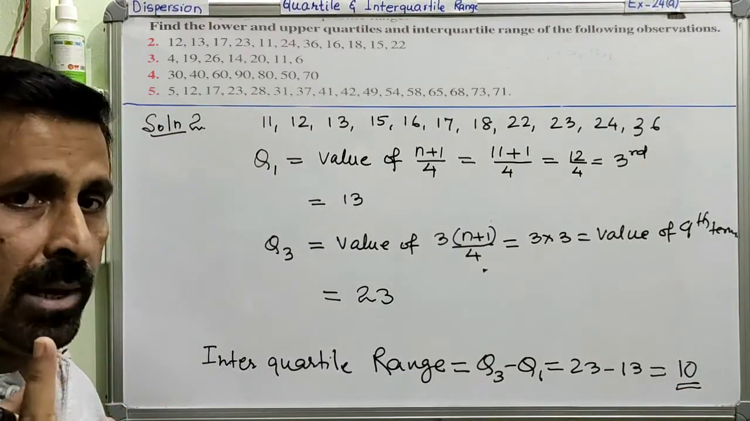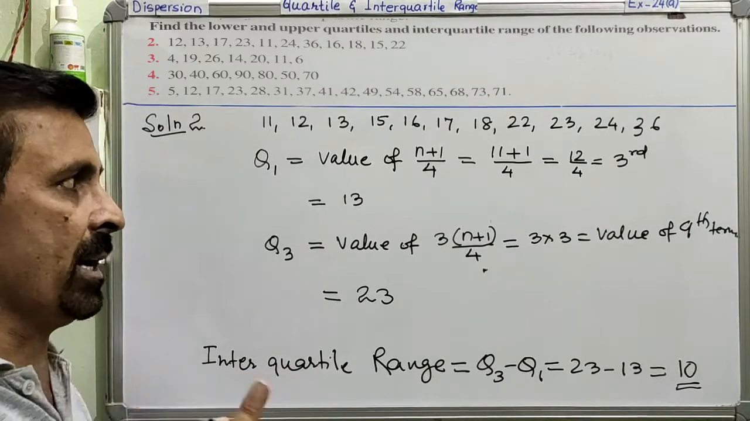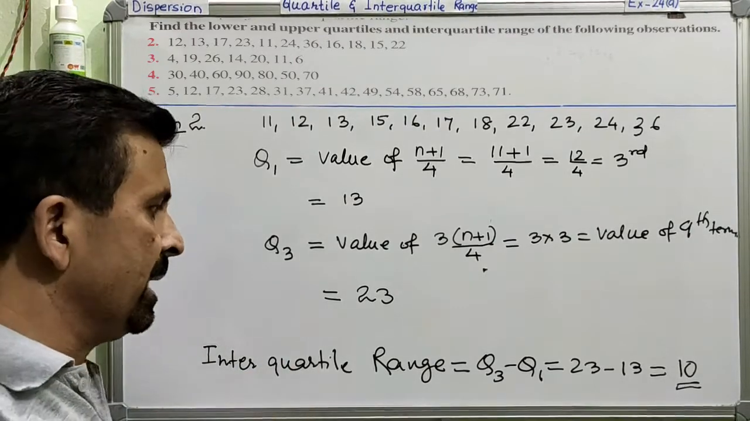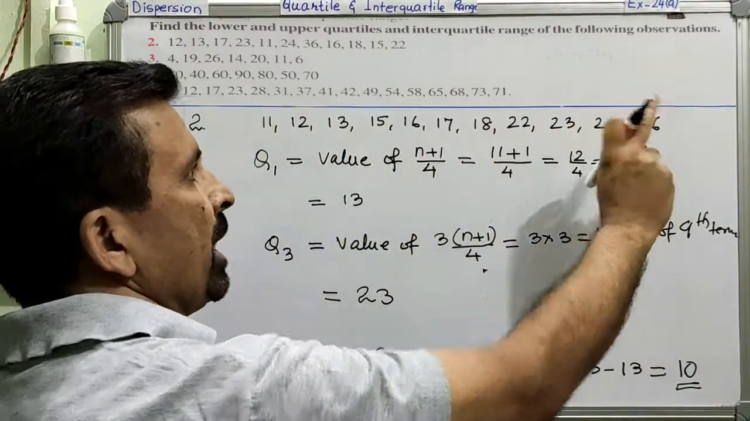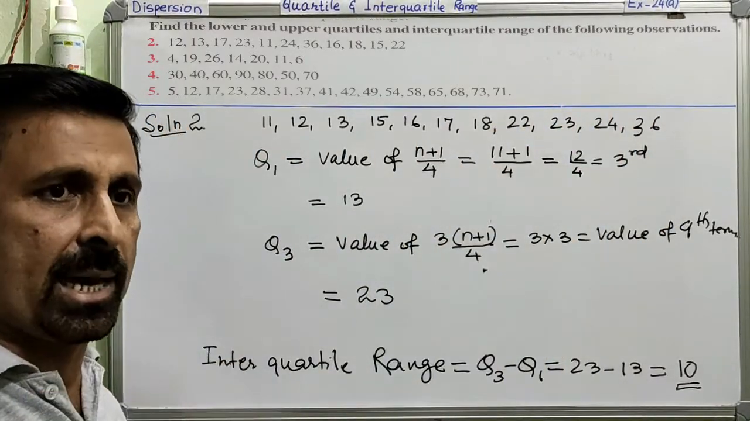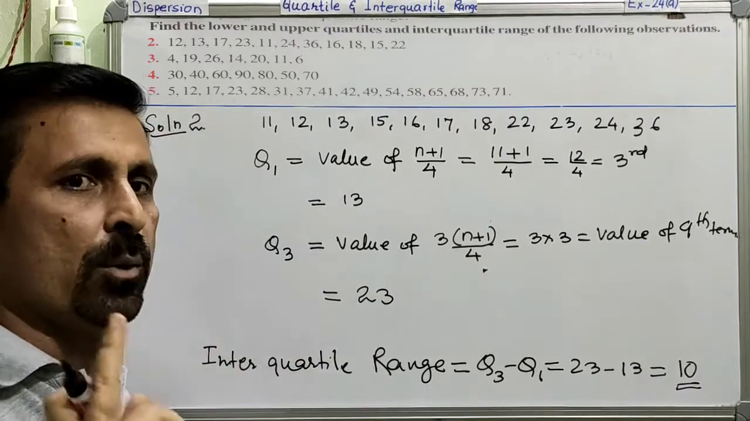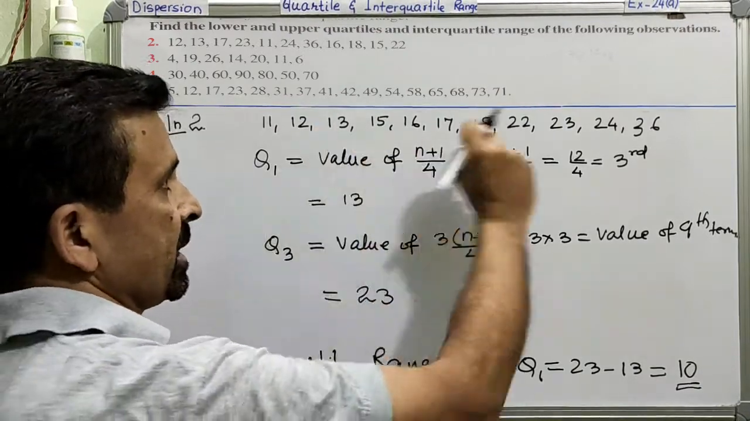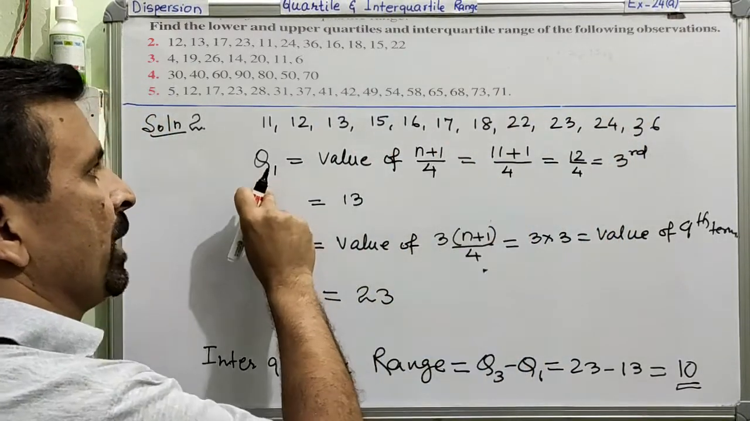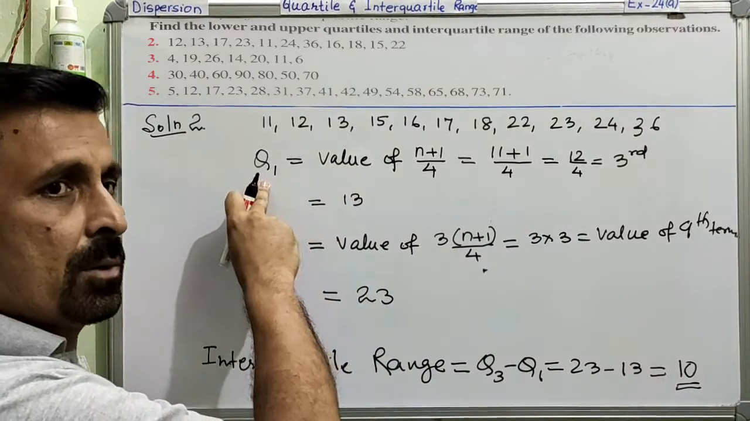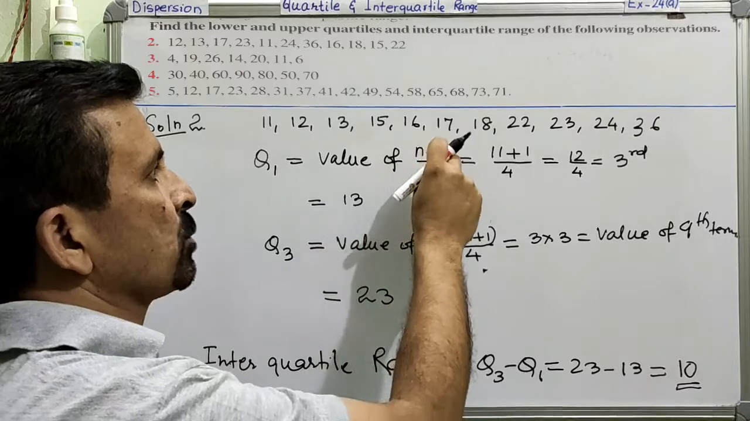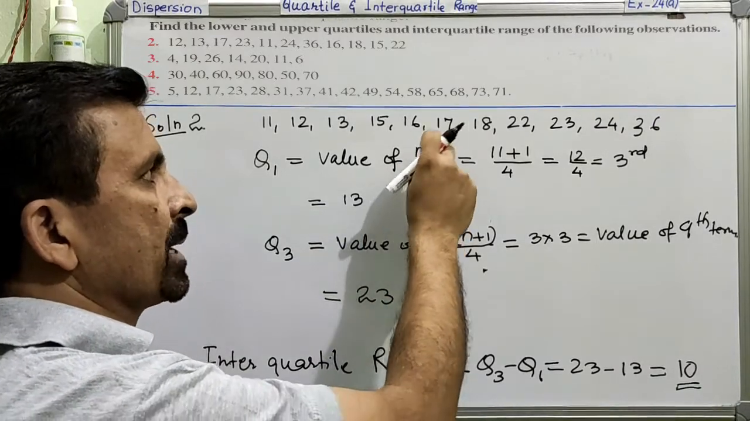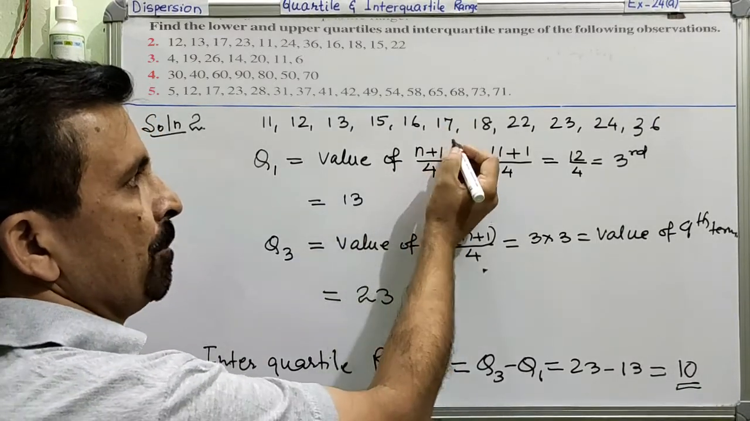Once again, a very quick summary. The question was to find the lower quartile, the upper quartile, and then the interquartile range. First, we arranged the data. If the data is not arranged in ascending order, we need to arrange it in ascending order. After doing that, we calculate the first lower quartile, and for this we use the value of (n plus 1) over 4, the fourth term.